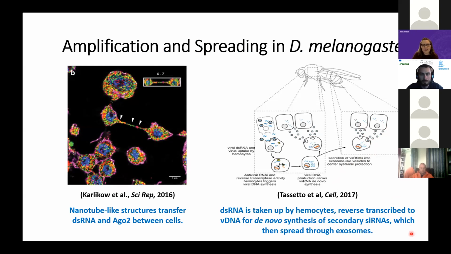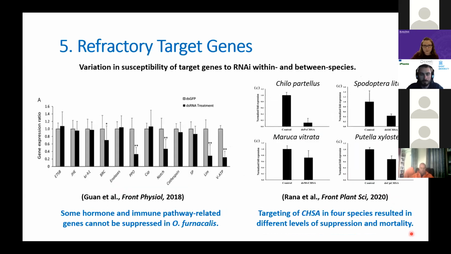And really, we need to study the conditions under which these different mechanisms are active in different insects, because this is likely to influence RNAi efficiency quite strongly. So finally, let's talk about refractory target genes. So here on the left, you can see an example from the Asian corn borer that shows that when different genes were targeted with their corresponding double-stranded RNA, only some of them could be suppressed. There were also hormone and immune pathway-related genes that could not be suppressed despite extensive optimization.